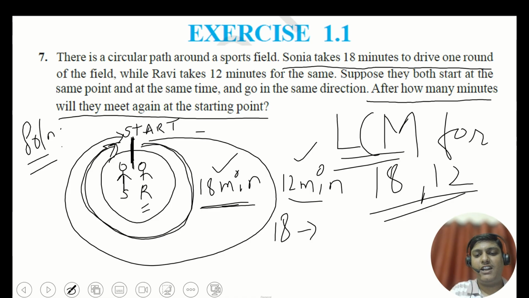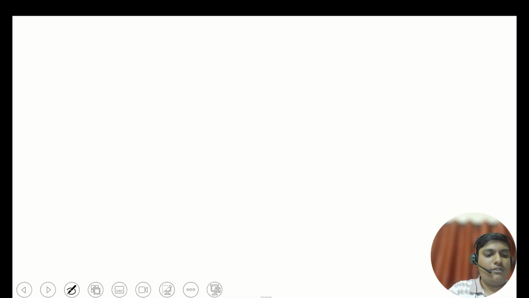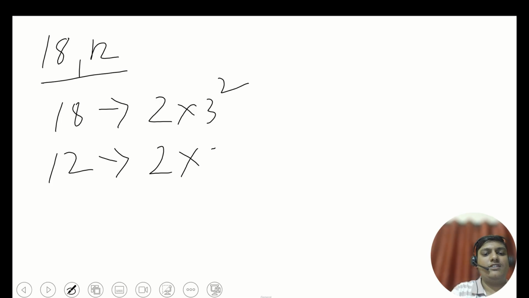So simply, if I write 18 and factorize this, what will it be? 6 into 3, so this can be written as 2 into 3 squared, correct? Okay, let me take it to the next slide. So I have to find the LCM of 18 and 12, correct? 18 can be factorized as 6 into 3, that can be written as 2 into 3 squared, basically 9 into 2, correct? Then if I factorize 12, what will it be? 2 into 6, that is 2 into 2 into 3, which can be written as 2 squared into 3, correct?